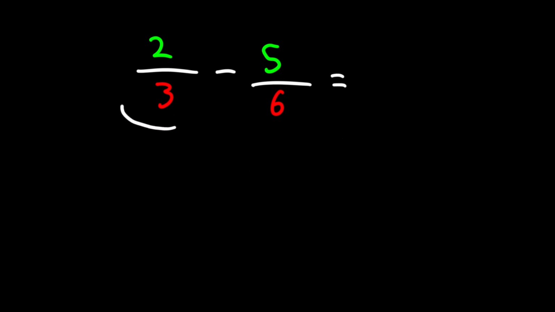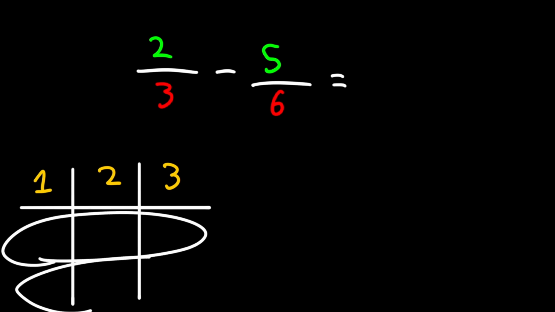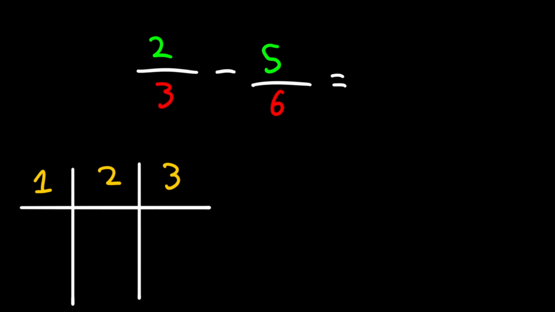So notice how the denominators are different. So let's find the lowest common denominator. This is the first number, the second number, the third number, and let's just stop here for now. By the way, if the lowest common denominator doesn't show up, if the first row and the second row don't have a common number, it means you may need to add more numbers. So you might want to use 4, 5, 6, 7, and so on until it shows up.